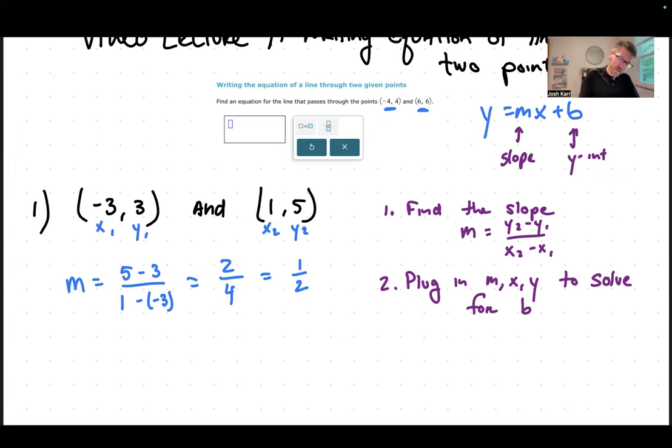All right, so we are going to now, let me use a green. Hopefully that's okay. We're going to plug in our m, x, and y that we've chosen. So we're going to choose this 1, 5. So we got 5 equals 1/2 times 1 plus b.